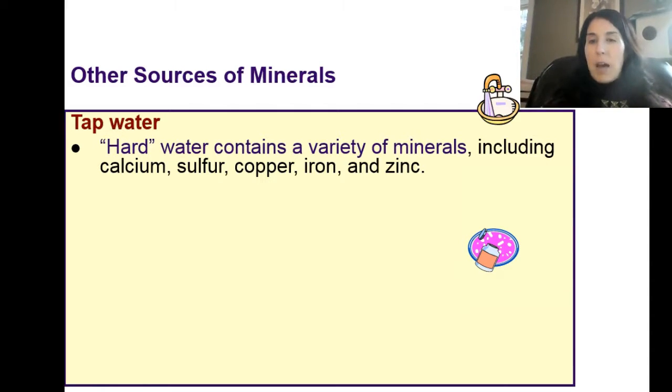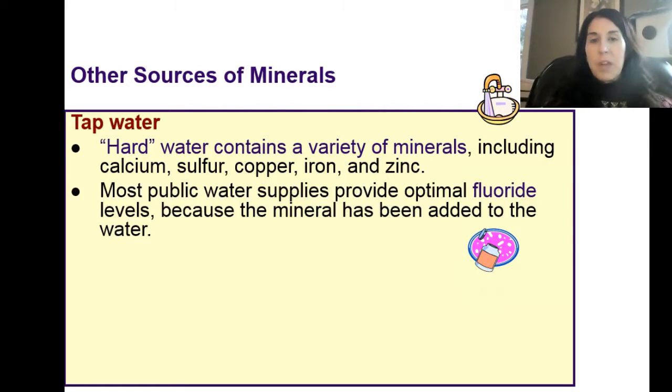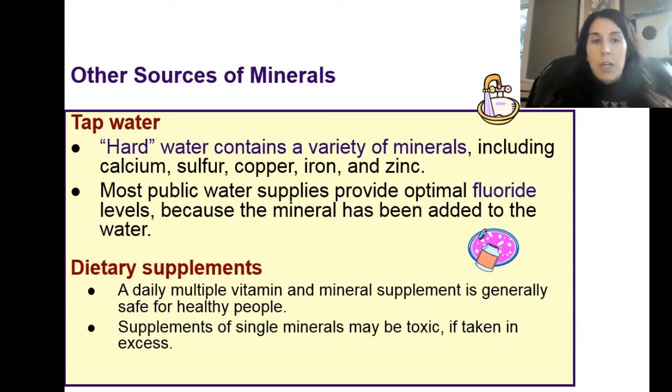My parents have well water as well. We're country folk, and there's excessive copper in it, and it actually stains the sink this teal green color. That's from the extra copper. They don't have a filtration system. Most public water supplies provide optimal fluoride levels because the mineral is actually added to the water. It doesn't occur naturally. Dietary supplements, of course, are sources of minerals.